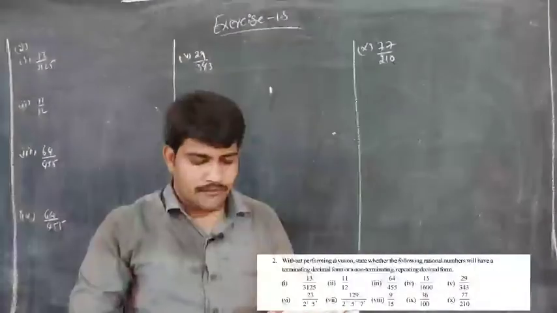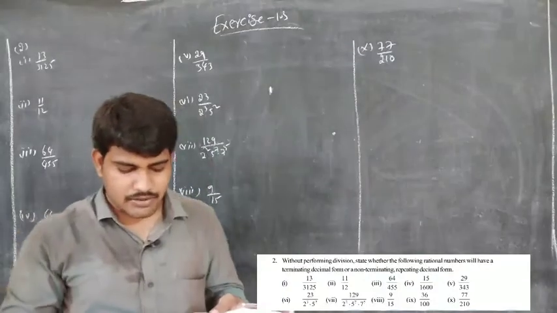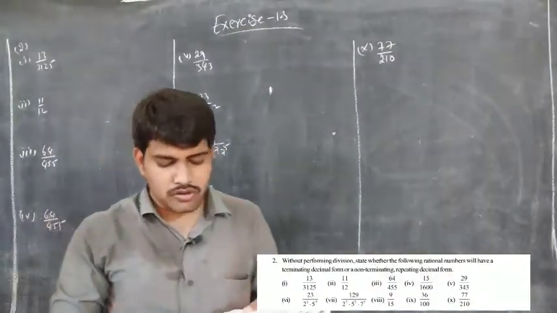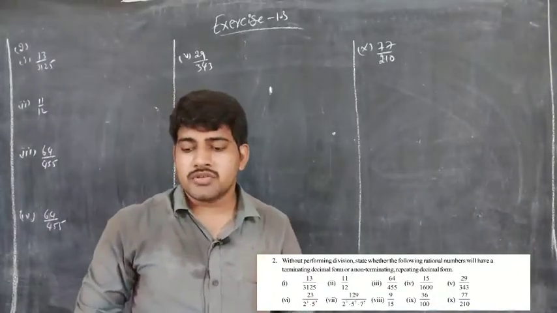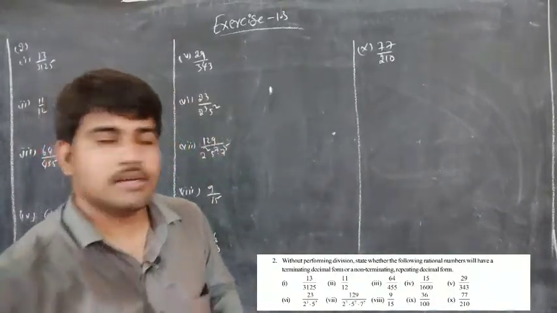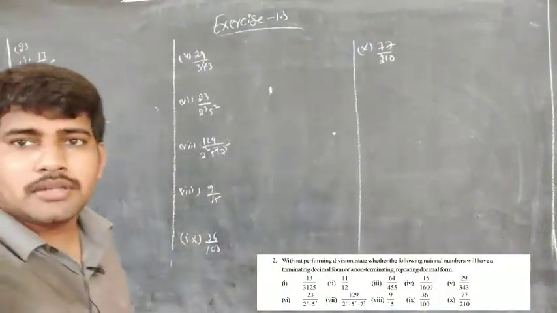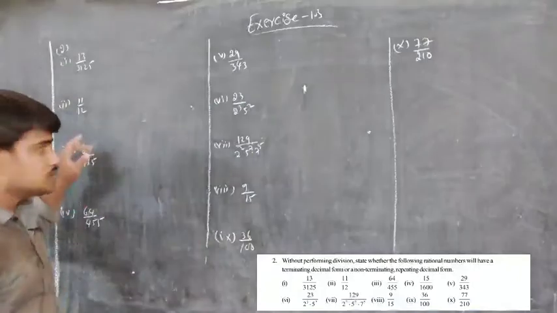Next, second question. Without performing divisions, state whether the following rational numbers will have a terminating decimal form or non-terminating repeating decimal form. So what we have to do is, without doing division, check which will be terminating and which will be non-terminating. So first one.